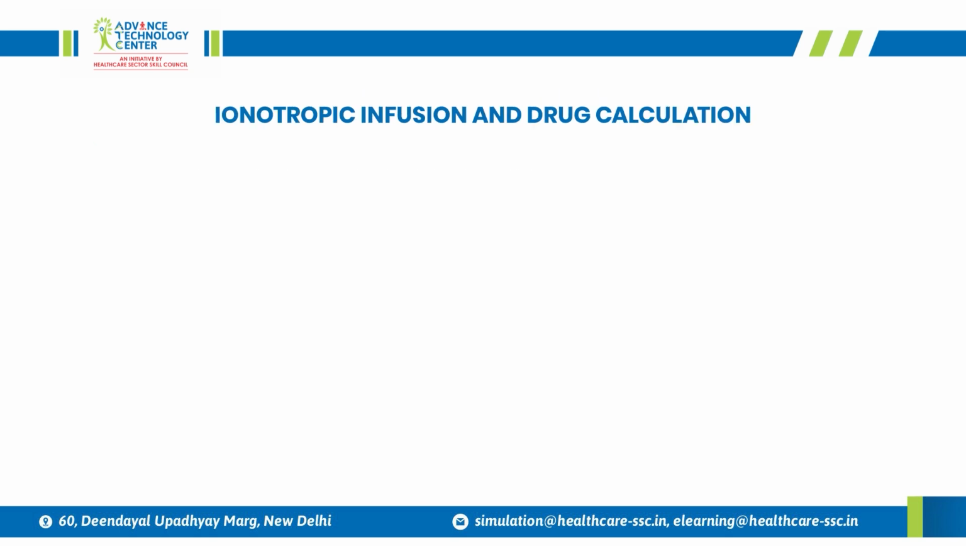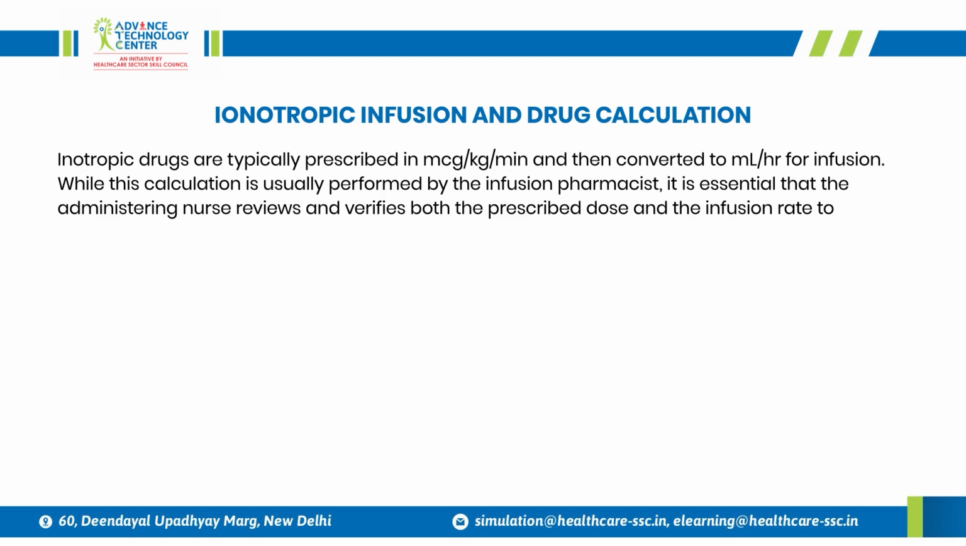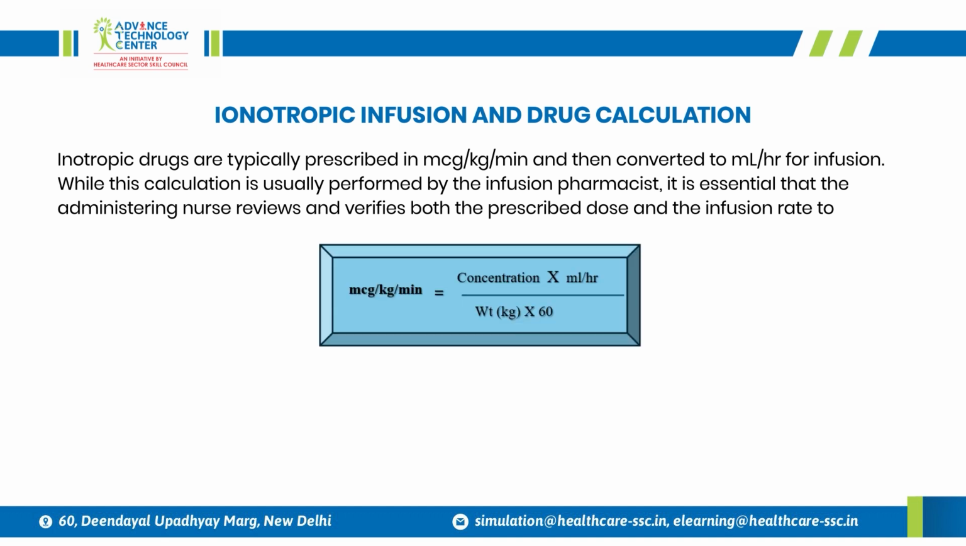Inotropic infusion and drug calculation. Finally, inotropic infusions. These are often prescribed in micrograms per kilogram per minute, and then converted into milliliters per hour. Even if a pharmacist calculates it, the nurse should always verify the dose and the rate. The key relationship shown here is this formula is used to find the dose, micrograms per kilogram per minute, from the pump rate, milliliters per hour.